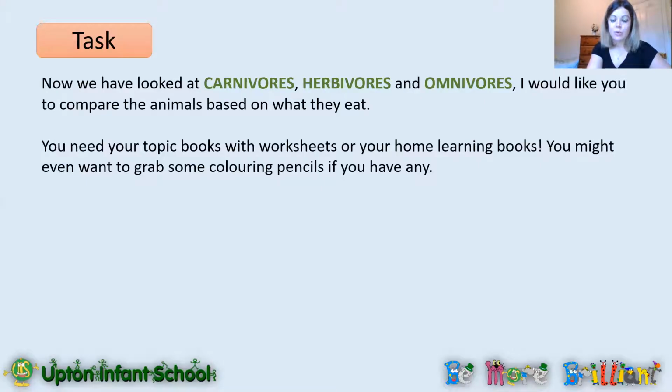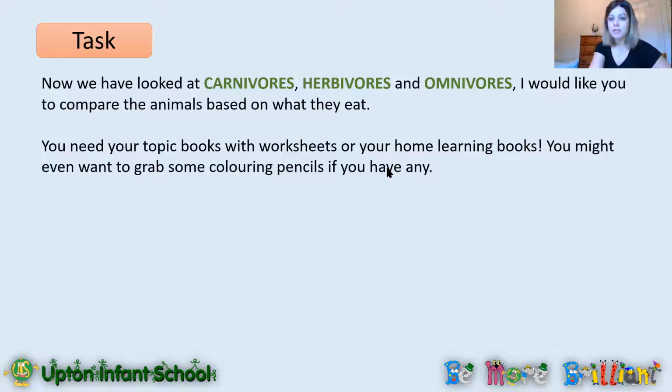So your task today. We have looked at carnivores, herbivores and omnivores. But I would like you today to compare these animals based on what they eat. So we've looked at them all separately throughout the week. Remember we did our drawings on carnivores at the start of the week, then we did herbivores, and yesterday we did omnivores, those animals that eat both. Well, today I would like you to compare them all together.